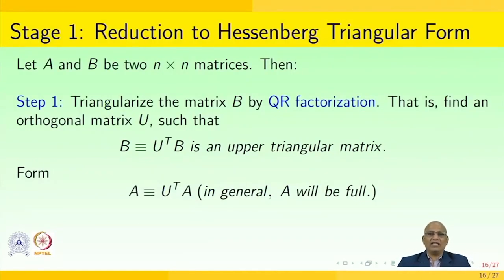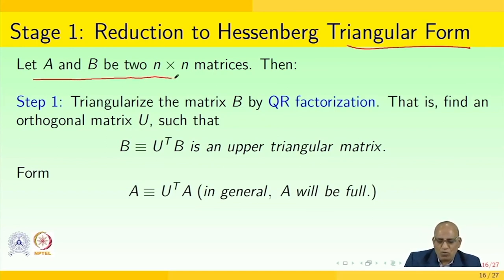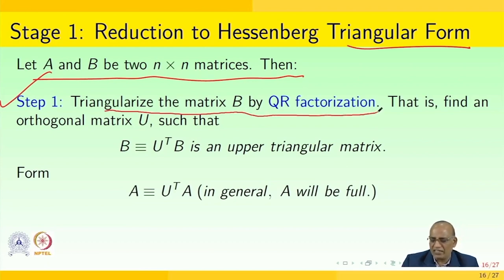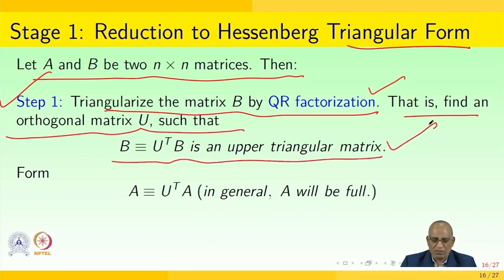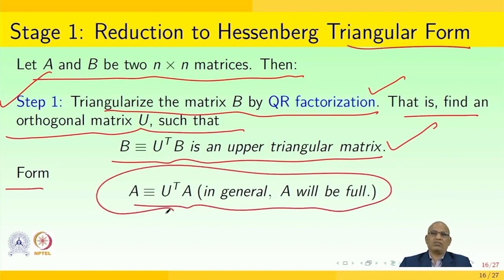Now, let us look into stage 1, the reduction to Hessenberg-triangular form. Let A and B be n by n matrices. Then, in step 1, triangularize the matrix B by QR factorization. That is, find an orthogonal matrix U such that U transpose B is an upper triangular matrix. Then form A equal to U transpose A. In general, A will be of full rank.